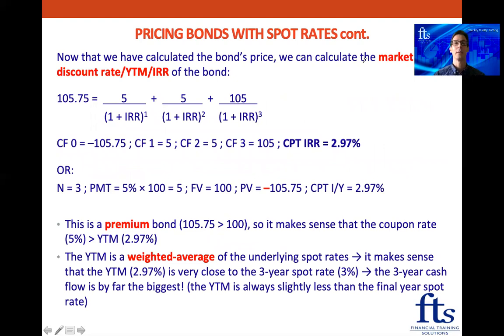Now we can calculate the market discount rate or the yield to maturity, which remember is an internal rate of return. So there is the bond price. And remember what an internal rate of return is from the previous class. It's the discount rate that makes the present value of these cash flows equal to the bond price. So all we need to do then is plug in our numbers on the calculator, and we work out our IRR is 2.97%, which is the yield to maturity of the bond.